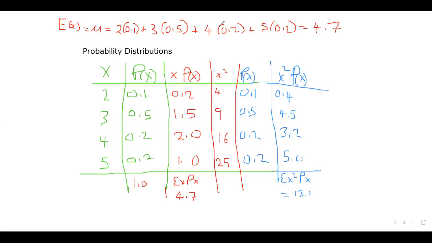So to calculate the variance, we simply subtract the value here minus the square value here. So our variance will therefore be summation of x squared px minus the mean squared. So 13.1 minus 3.5 squared.